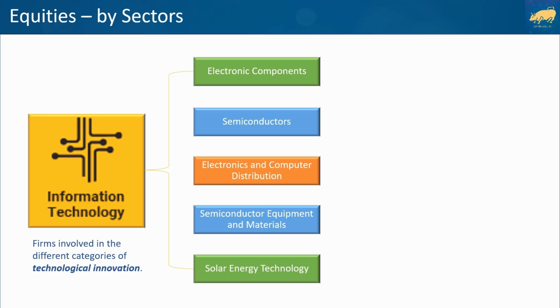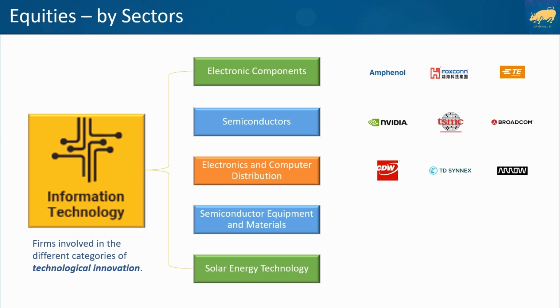The massive IT sector also includes industries like electronic component manufacture, semiconductor manufacture, electronics and computer distribution, semiconductor equipment and materials production, and solar energy technology. Looking into these industries globally, we see that the largest electronic component manufacturers are Amphenol Corporation, Foxconn Industrial, and TE Connectivity Limited. Nvidia, TSMC, and Broadcom are the biggest semiconductor manufacturers.